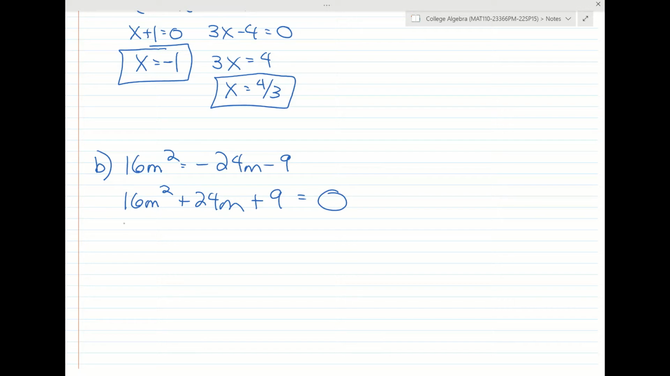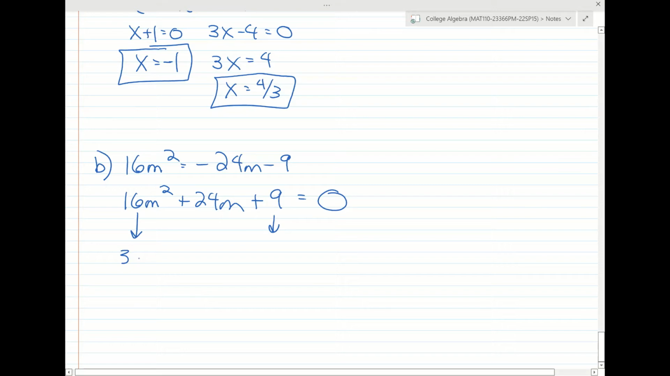Well, yeah, right. This is just 3m squared. This is 3 squared. Or I'm sorry, this is 4m squared. And if we do 2 times 4m times 3, that gives you 24.